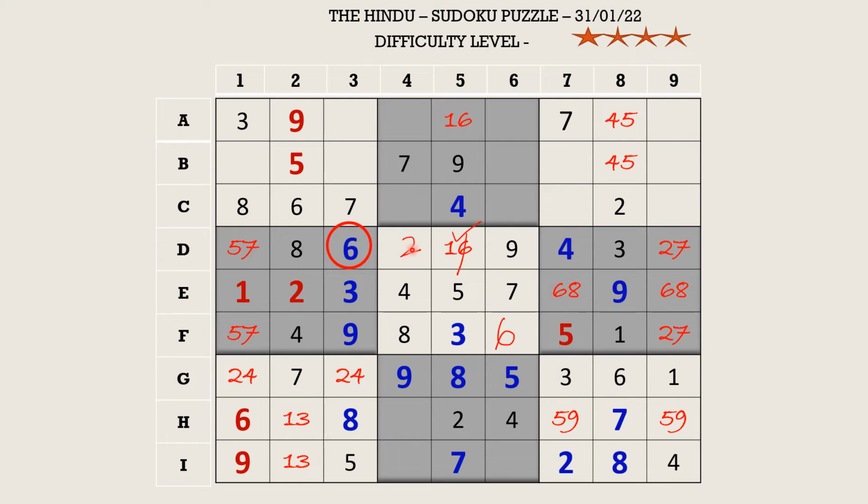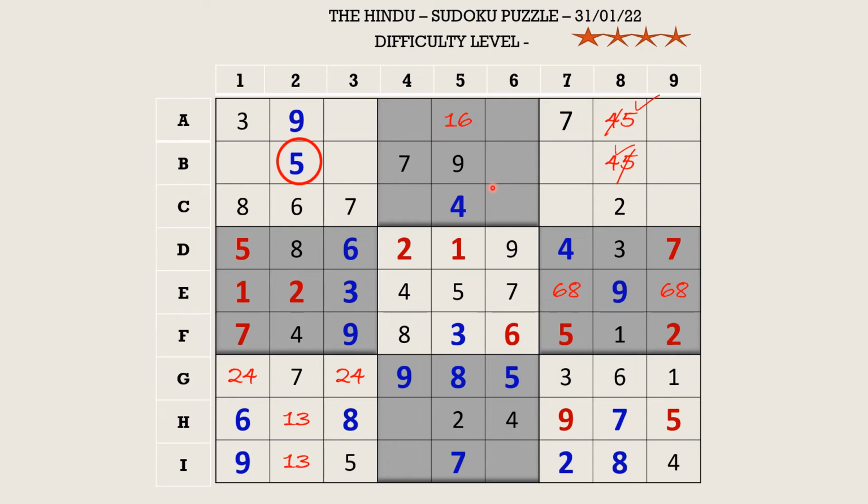Now this 2 cancels out the 2 here, so D9 becomes 7 and F9 becomes 2. Similarly, this 5 here cancels out the 5 in H7, so H7 becomes 9 and H9 becomes 5. And the 5 here cancels out the 5 here in F1, so F1 becomes 7 and D1 becomes 5. There is a 5 in B row which cancels out the 5 here in B8. So B8 becomes 4 now, and A8 becomes 5.